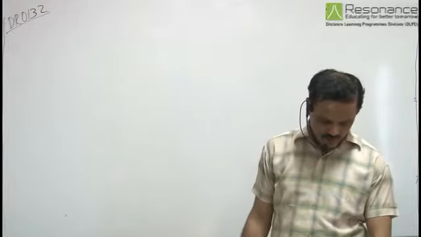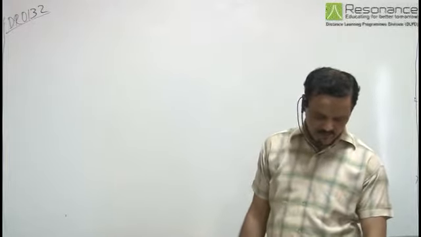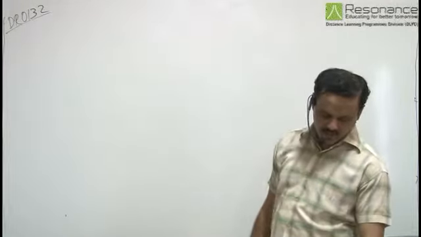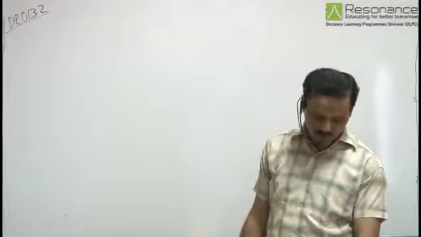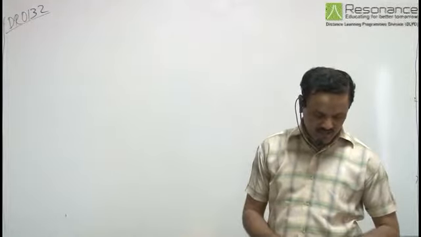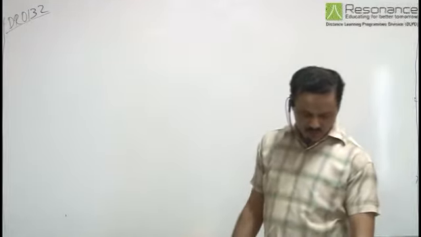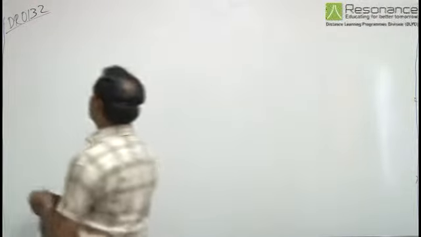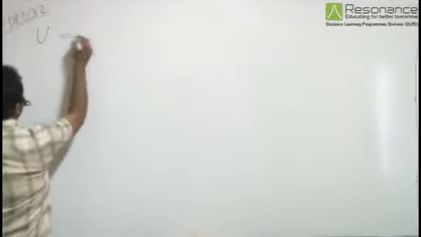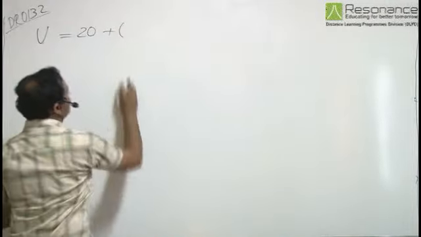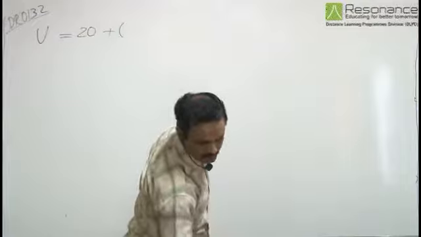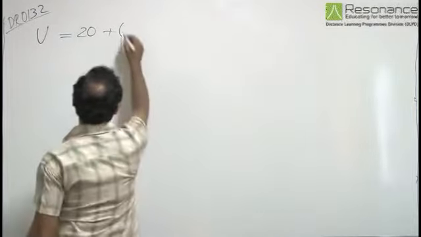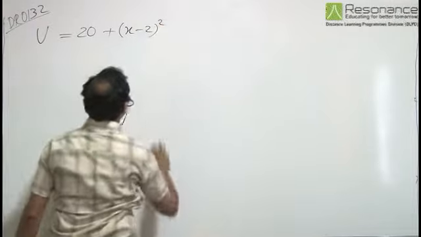In this particular problem, we have a single conservative force Fx acting on a particle of mass 1 kg which is moving along the x-axis. The potential energy is given by U(x) equal to 20 plus (x minus 2) whole square. So potential energy is given to be 20 plus (x minus 2) whole square.